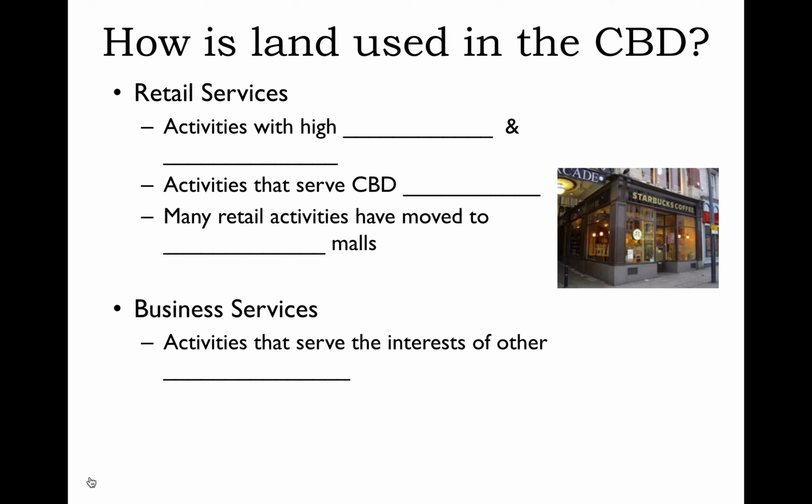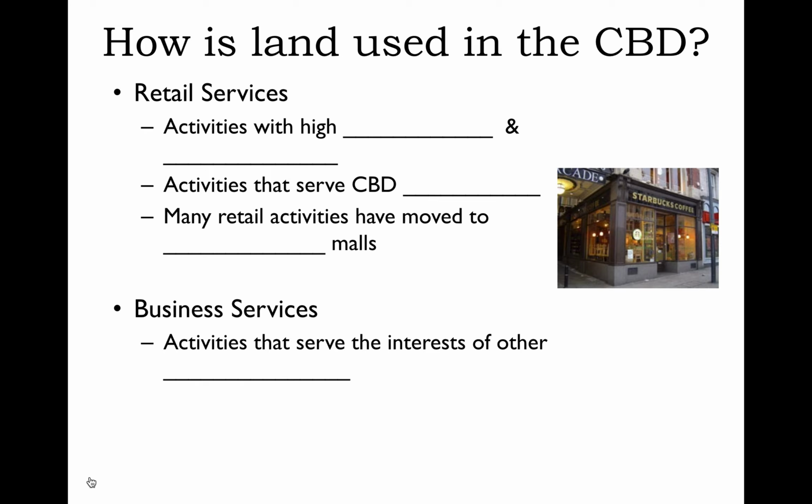Well, let's just go through this. Retail activities: activities with a high threshold and high hinterland or high range will be located in the city. Activities that serve the CBD workers, or those that work downtown. Many retail activities move to the suburban malls, so much of CBDs today no longer include retail services. Consumer services are no longer located in the CBD. They've moved with the intra-regional migration of people to the suburbs. So most consumer services have moved to the suburbs.